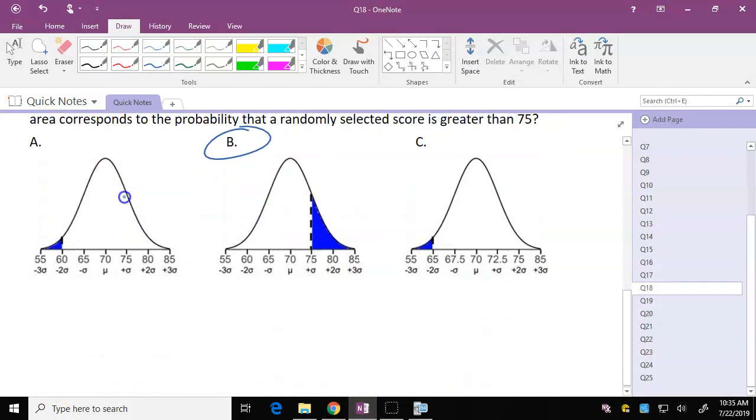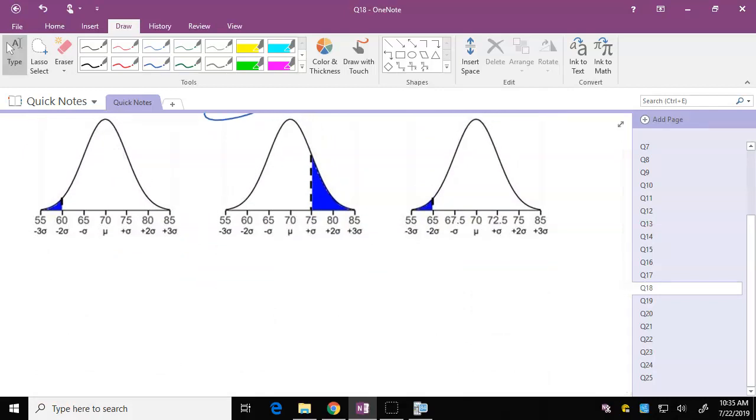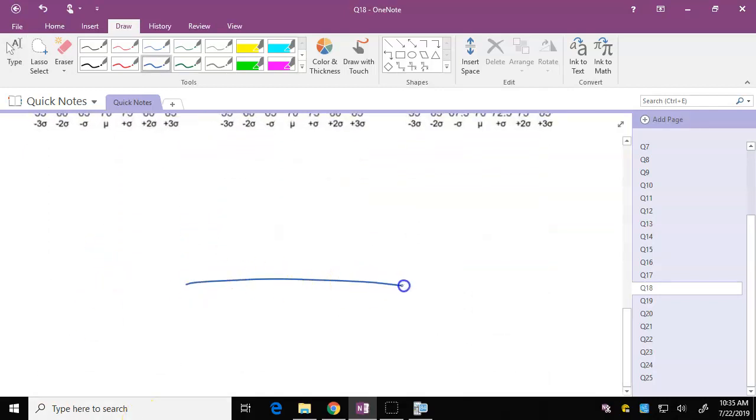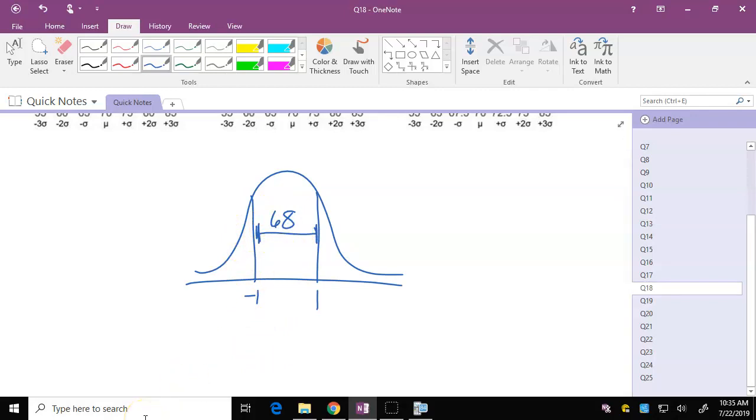Now, the other thing that you could have done, and again, thinking about your empirical rule. So if we are between 1 standard deviation, how much was this? 68, right? So cut that in half, and that's 34, right? So this is 34%. So you've got half plus 34, which gives you 84. Subtract that from 100, 16.